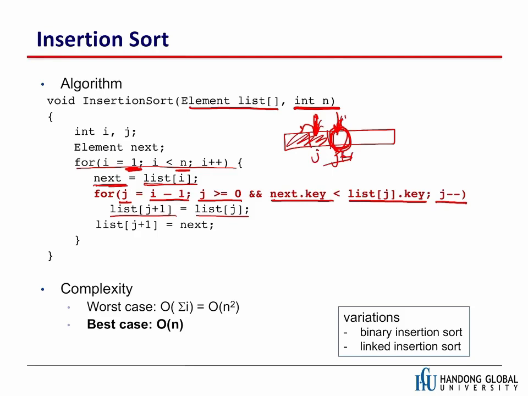In this case j starts from i-1, so this one is j. If this key is smaller than this key, then this one will be copied to this one. Basically we are shifting all the larger elements to the right side. If this one is larger than this one, then we stop, and then we copy next into this position. Okay, so this is it. If you understand the algorithm, then we can understand this implementation more easily.